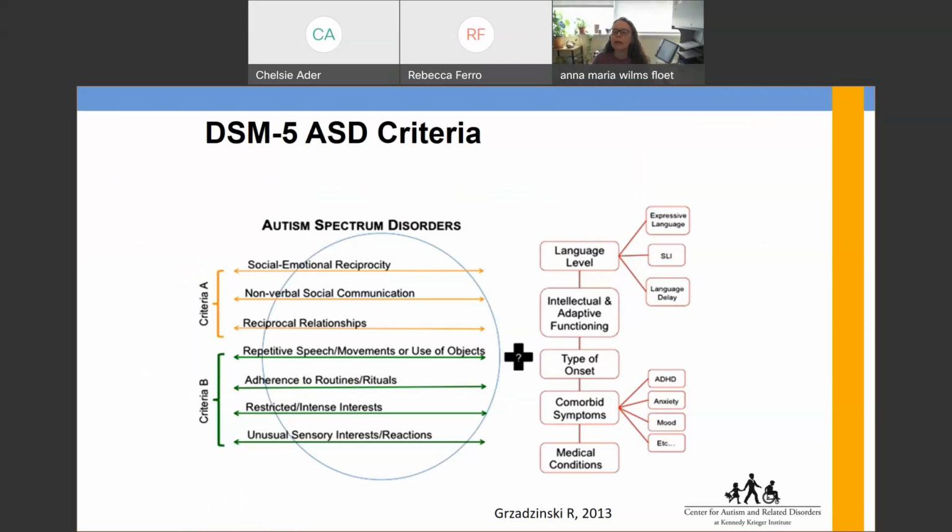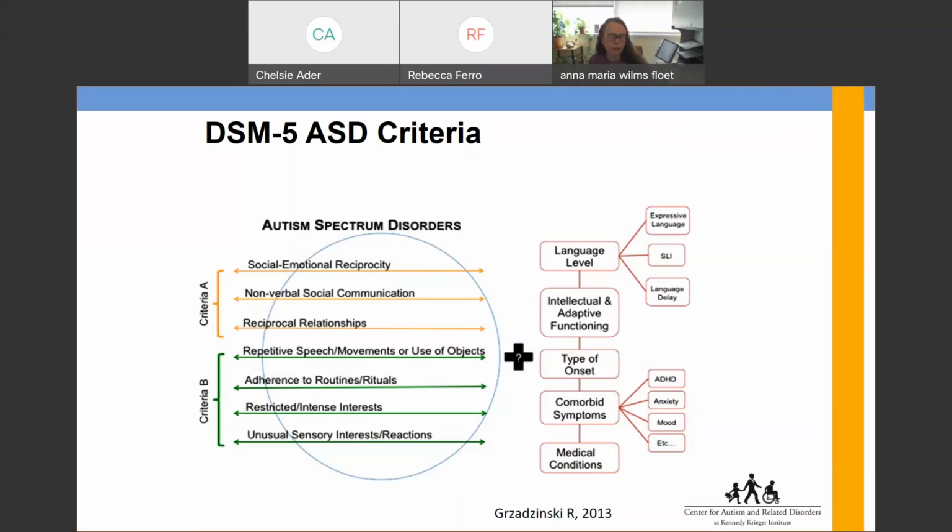So this is an orientation slide regarding the diagnosis of autism. As you can tell from the slide, there are two, I call them buckets, criteria A and criterion B. We'll delve into that in a moment. In addition to autism, it is important, and this is really how it's set up in DSM-5, that we look for what else is going on in addition to core features of autism.